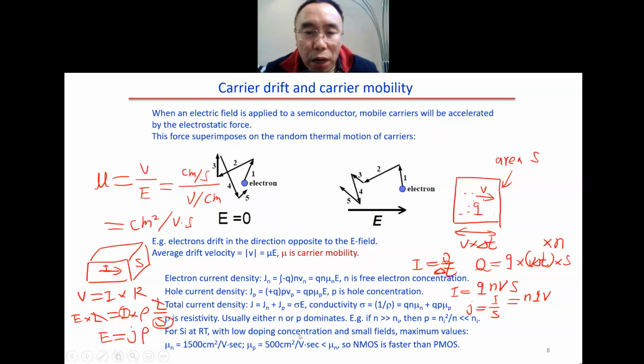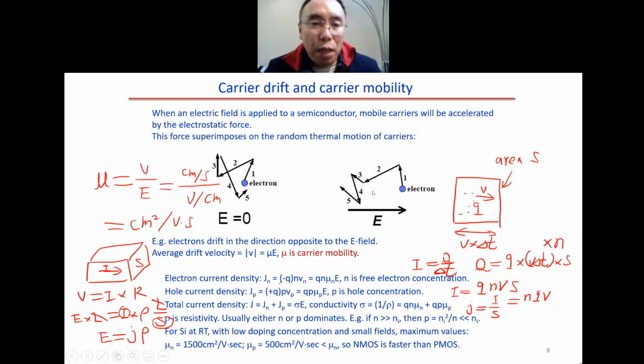When it is very heavily doped, the mobility will be smaller because of the scattering by the dopant atoms. And from here, we also see that the electron mobility is higher than the hole mobility. So NMOS is faster than PMOS. Now we want to get some idea about the speed.